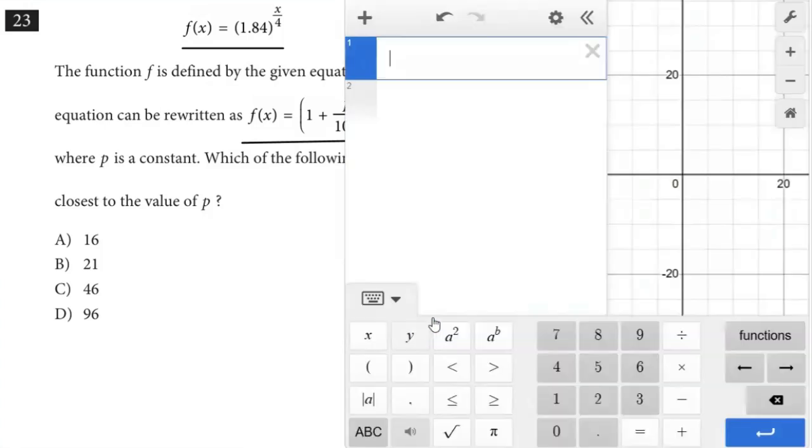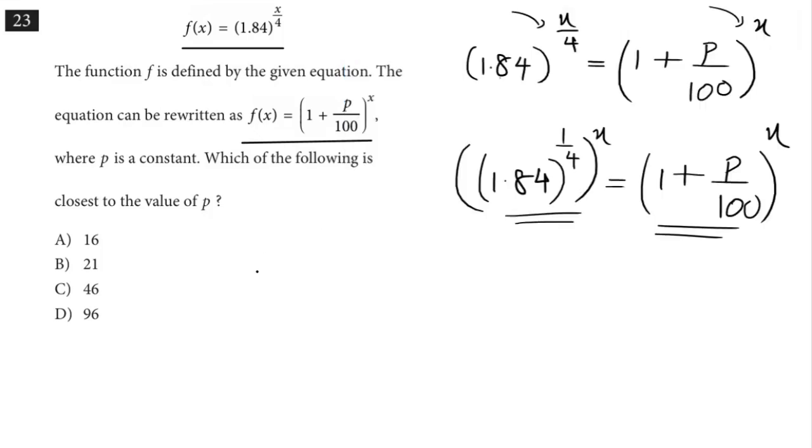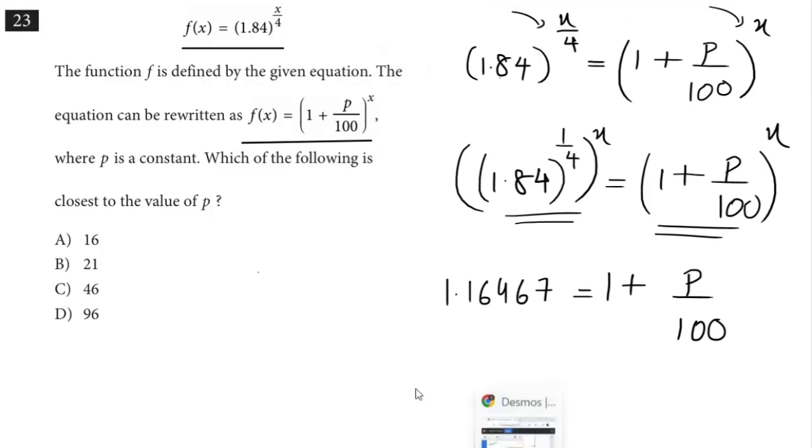So let's use Desmos. 1.84, to the power of 0.25, it's 1.16467. This is equal to 1 plus p over 100. So this way you can just make p the subject and see which is the closest. Well, I can guess it's 16, but you'll figure it out yourself.